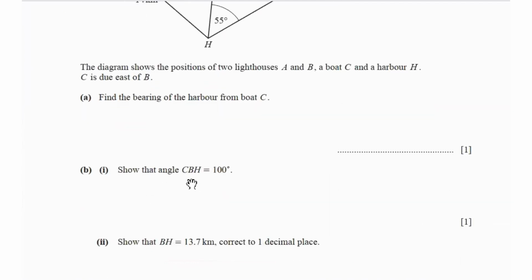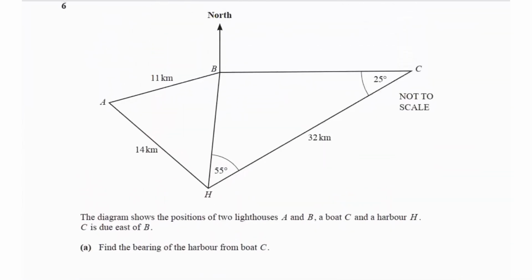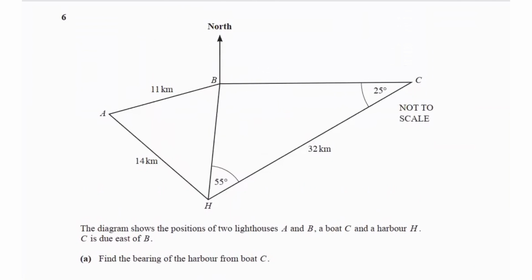Then it says show that the angle CBH is 100. CBH, this angle, is supposed to be 100. So for this, what we can do is just subtract 25 and 55 from 180. So angle CBH would be 180 minus 25 minus 55. That's 180 minus 80, and that's 100. That's your answer. Simple.